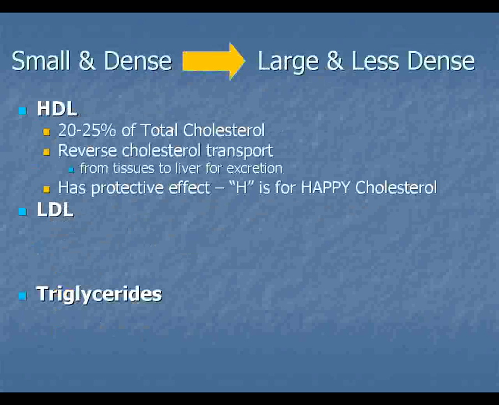Your HDL, which is the smallest and most dense, makes up about 1/4 of your total cholesterol. This is the good cholesterol. It takes part in reverse cholesterol transport, goes into the tissues, removes that cholesterol, takes it to the liver for excretion there. When I talk with families all the time, they always get HDL and LDL mixed up, so I describe HDL as the happy cholesterol because H is for happy, and encourage them to have as much happy cholesterol as possible, so then they never forget.